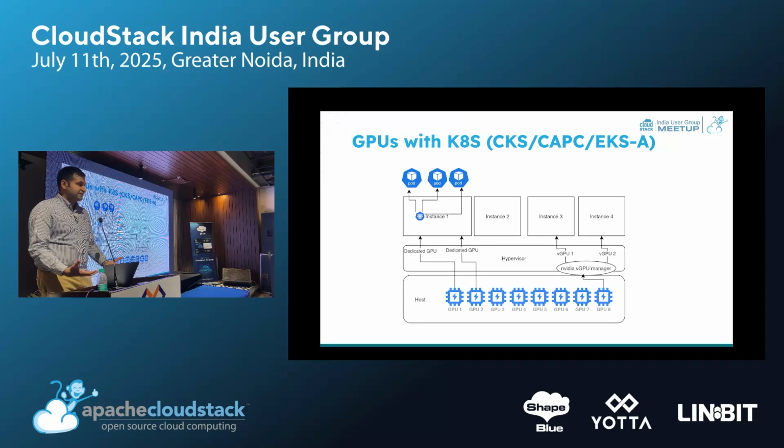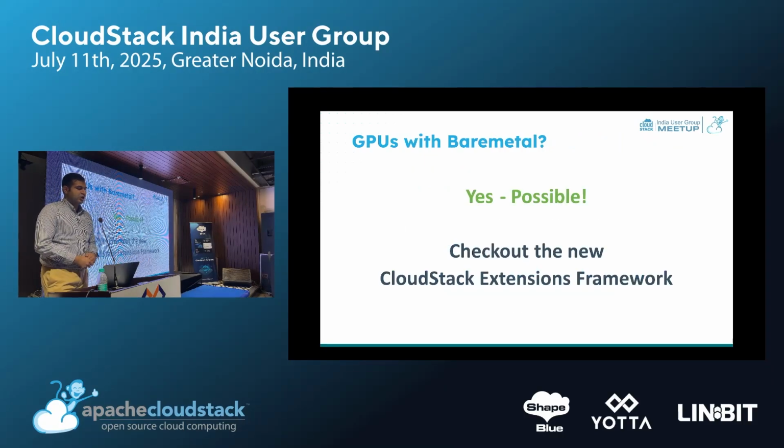It's a Kubernetes cluster that's using instances, basically. So how do you use GPUs with Kubernetes clusters? Similarly, right? The only difference is that typically the instance is a worker node which has an underlying GPU attached to it. How about bare metal?